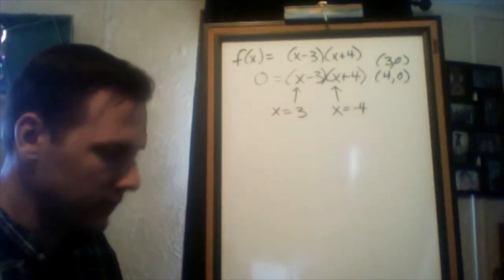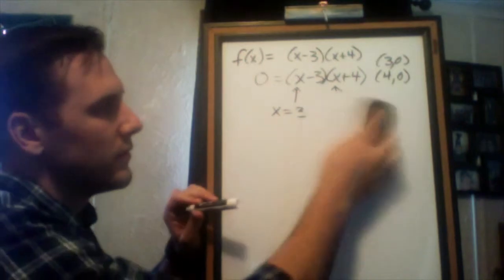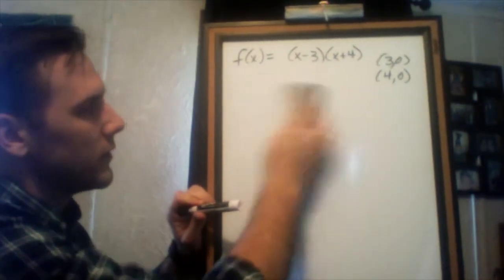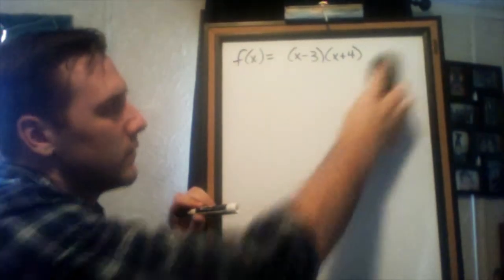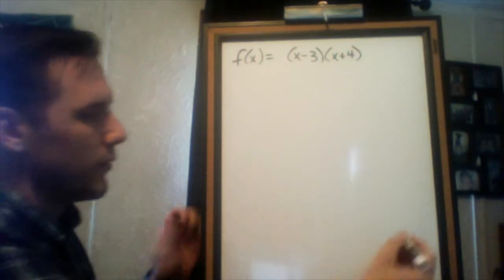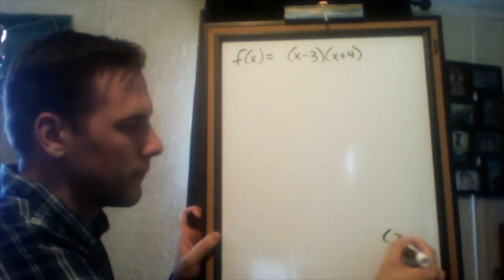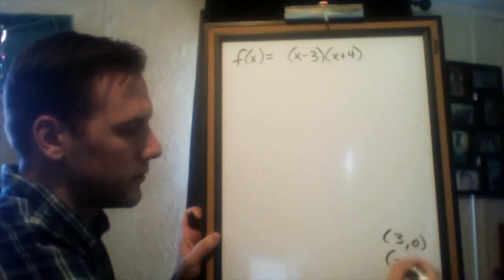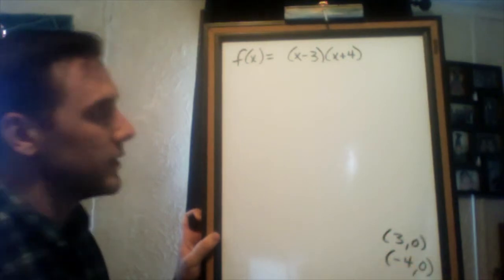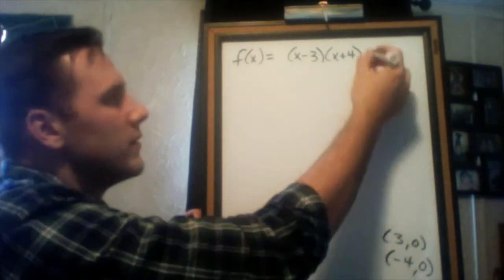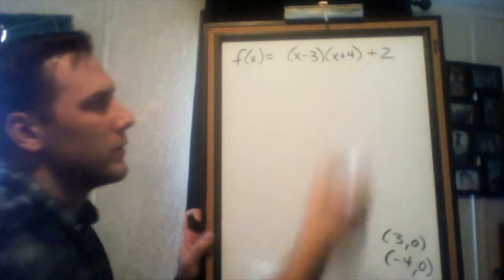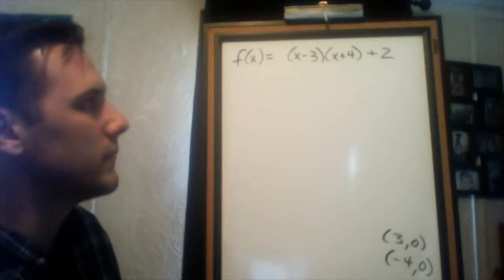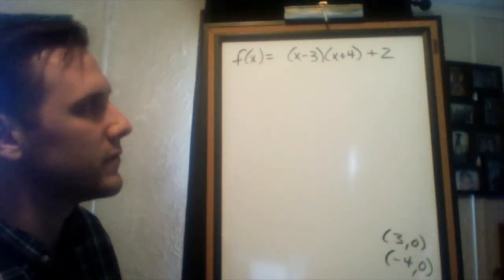Now, the second part of this question, I'll erase this a little bit. The second part of the question says, what if, let me rewrite those x-intercepts down here in the corner. So these are our original x-intercepts. It says, what if there was a plus 2 on the end? What would happen to the x-intercepts of the graph?